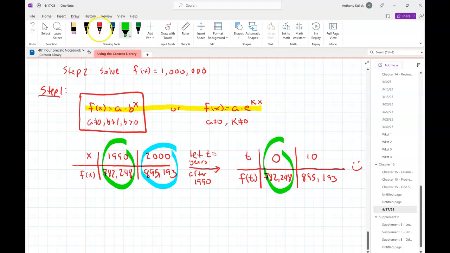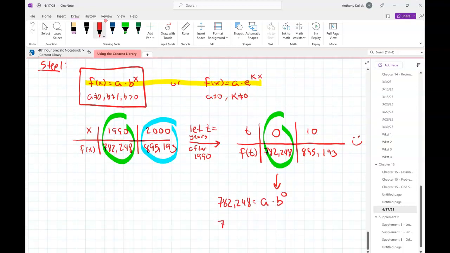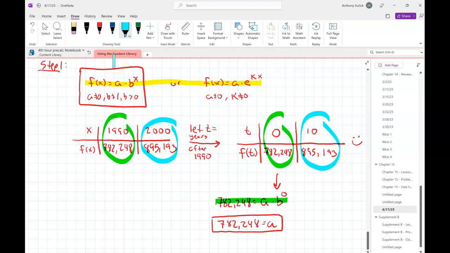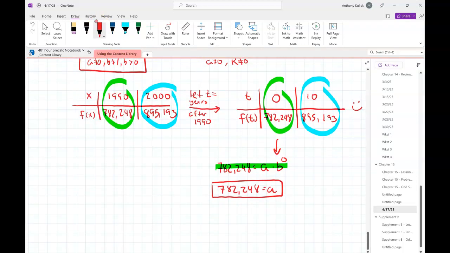So if I use this point now, I can say that f of t is equal to a times b to the t, where a is 782,248. I can then use the second point along with my answer for a to say that f of t is equal to a times b to the 10th. And I can use that now to solve for b.